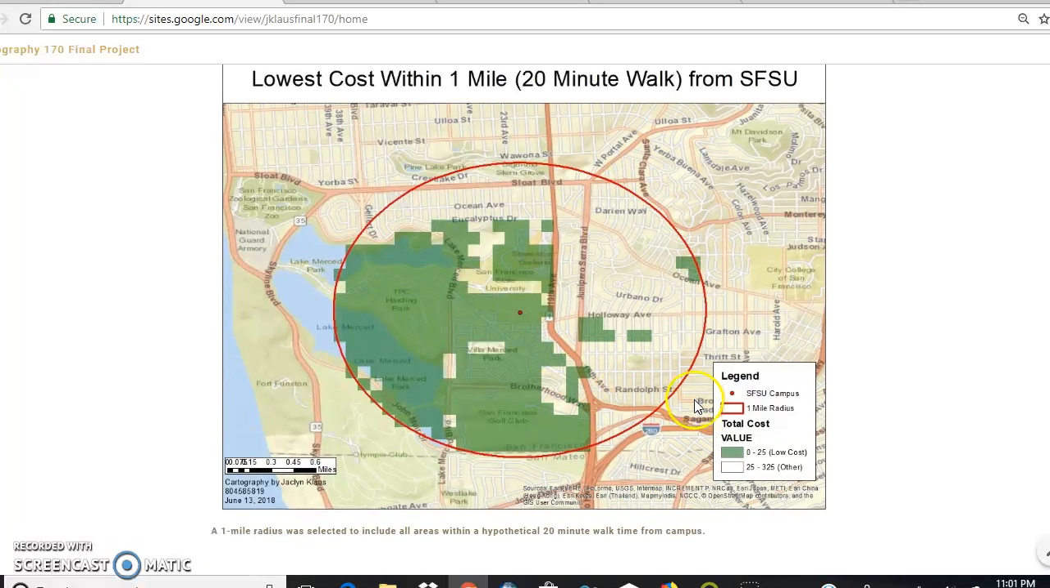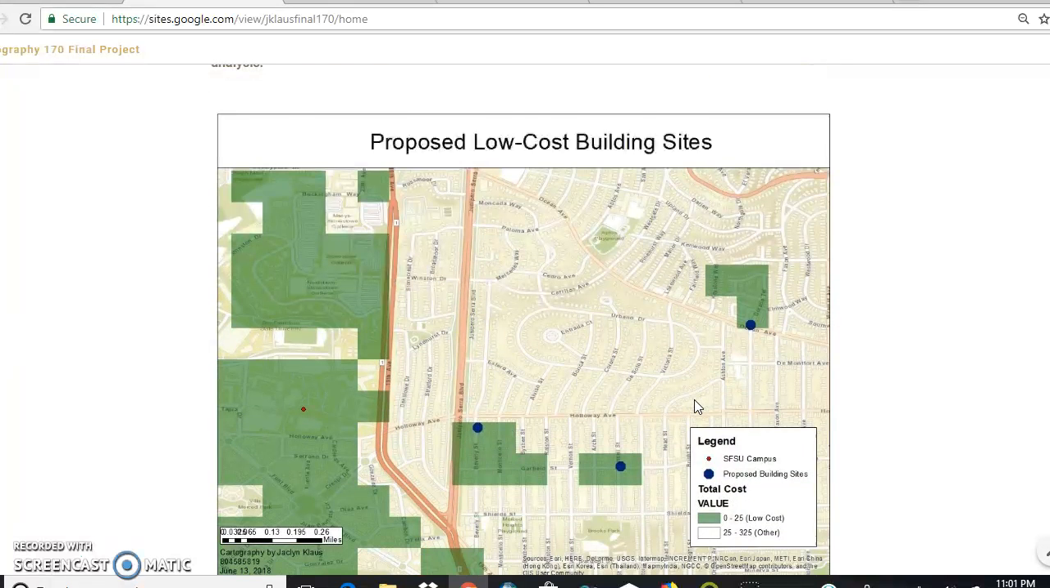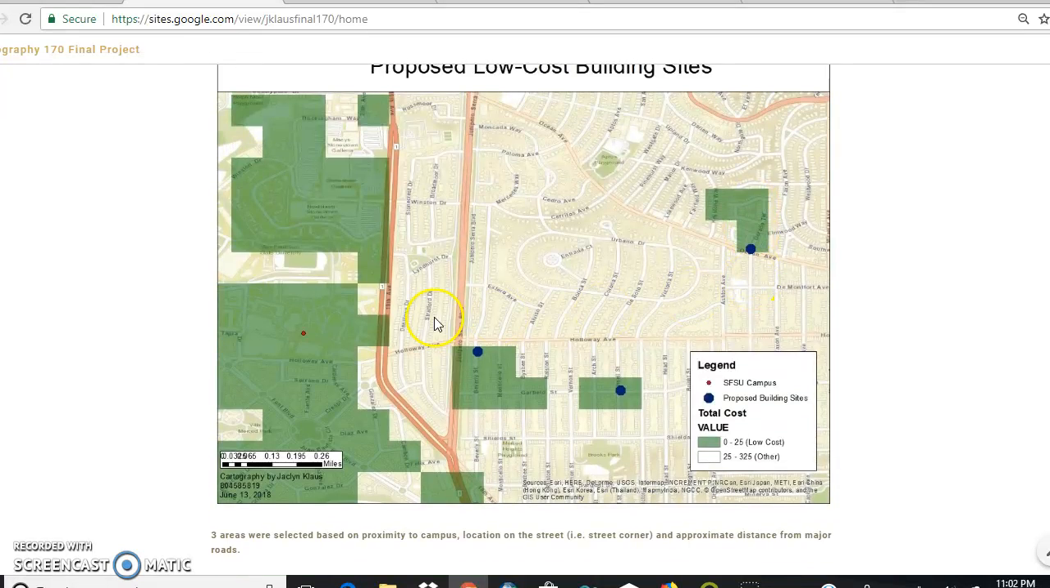Now I selected where some proposed building sites could be. Based on these initial criteria, I think it'd be important to be on a corner or near a major street. You can see these are both at major streets. This is as well, and they're all on corners.